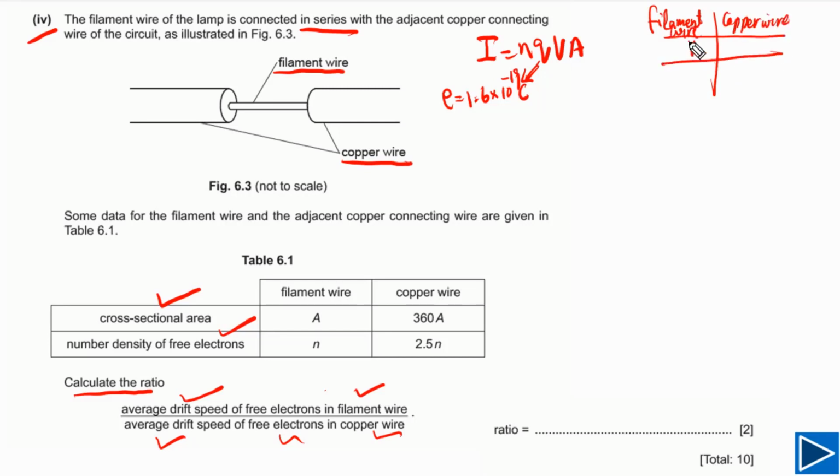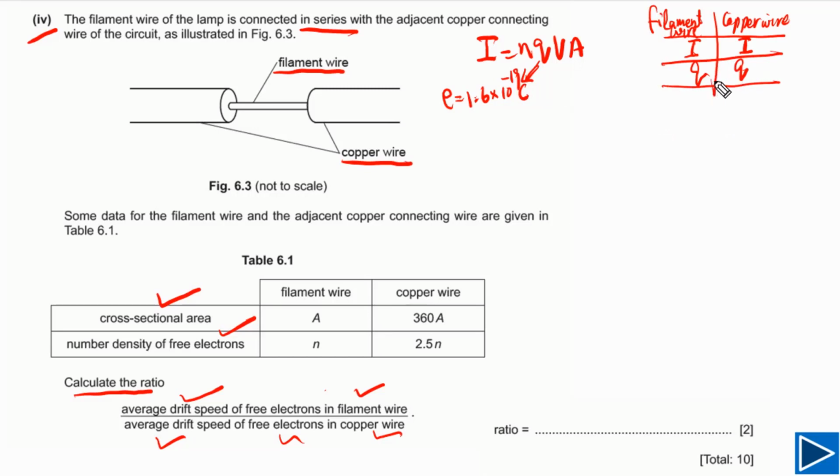So in this case, the current is the same, meaning the current passing through the filament wire and the copper wire is the same because they are just connected in series. We can simply say I is the same, but Q is also the same because this is a constant. So these two quantities are constant.